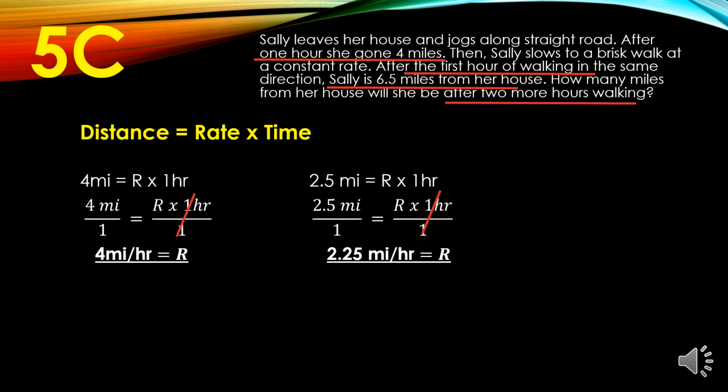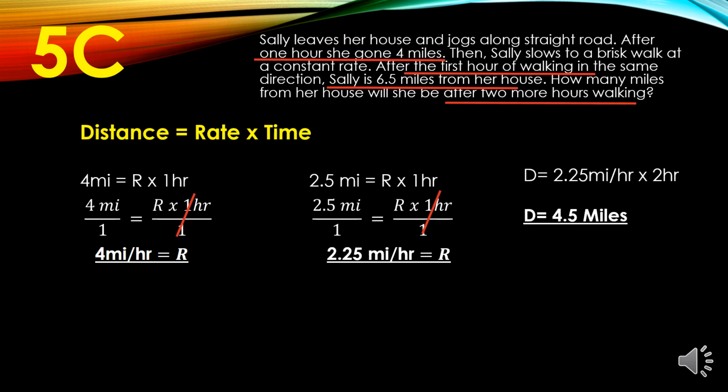Now, how many miles from her house will she be after 2 more hours of walking? Now we change the value of time: instead of 1 hour, it is 2 more hours. It means there's an additional 2 hours. So distance is equal to her rate per hour, 2.25 miles per hour, times 2 hours. The hours will cancel out, and it will give us 4.5 miles.